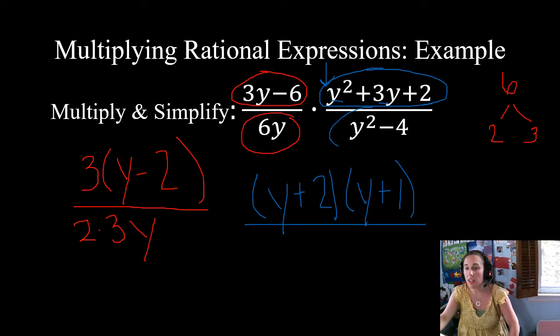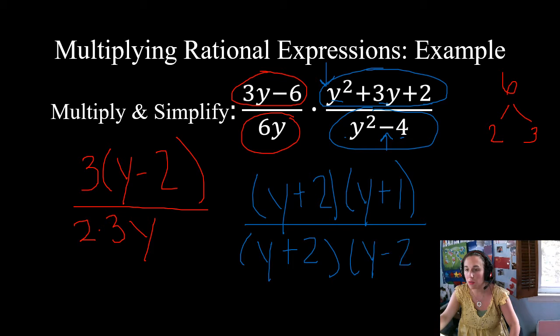And now let's look at the denominator. This is a difference of squares, right? Both of those coefficients, 1 and 4, are perfect squares. There's a minus sign in between them. So I know that the square root of 4 is 2. So this will factor as y plus 2, y minus 2. And the square root of y squared is y, right? Okay, so now I've fully factored the numerator and denominator of everything.